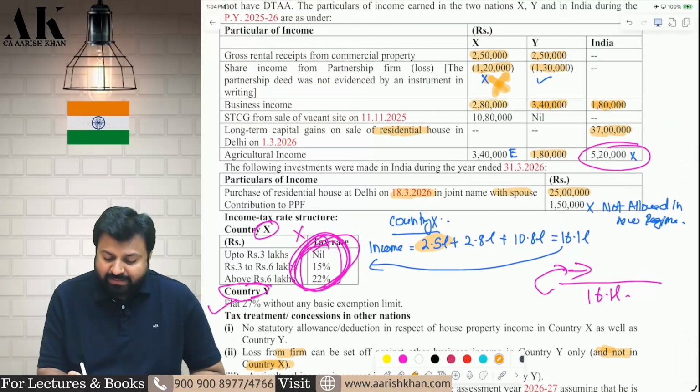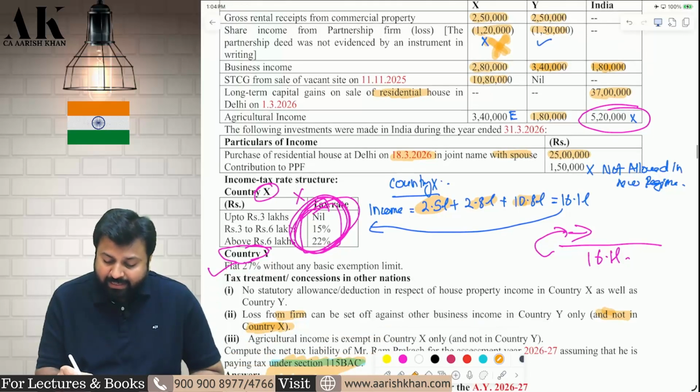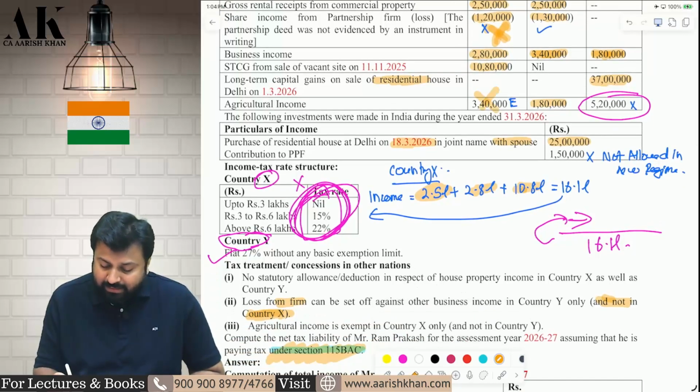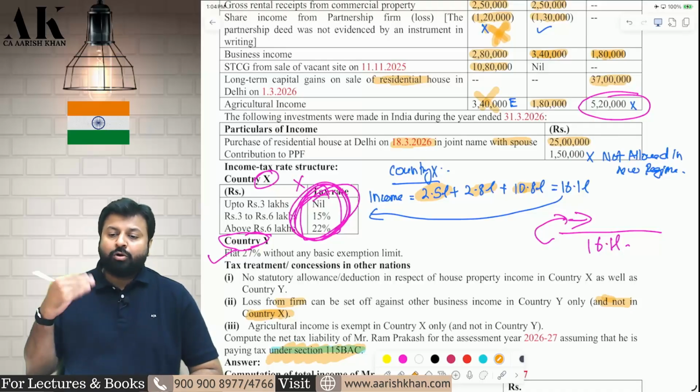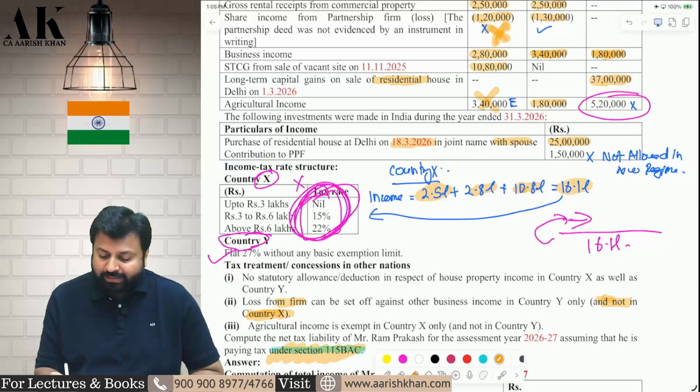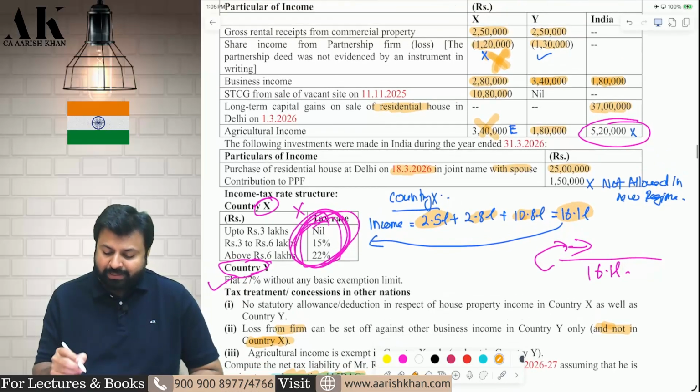Sir, will I take business income? Yes, take business income in country X. Sir, STCG, yes, take STCG in country X. And sir, agriculture income is exempt in country X, so don't take country X agriculture income. In country X, you don't pay tax on agriculture income. Therefore, country X only 3 income will come: 2.5 lakh, 2.8 lakh, 10.8 lakh.